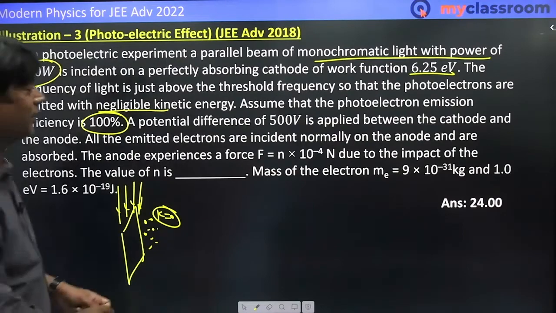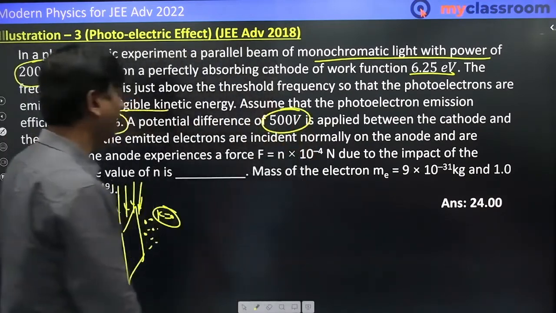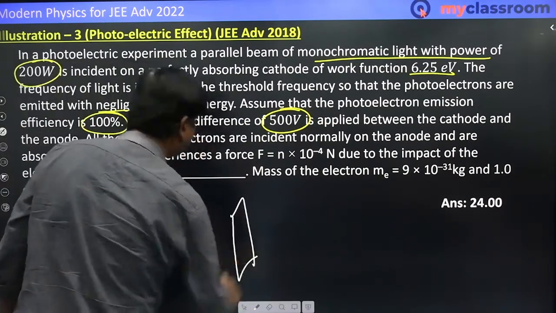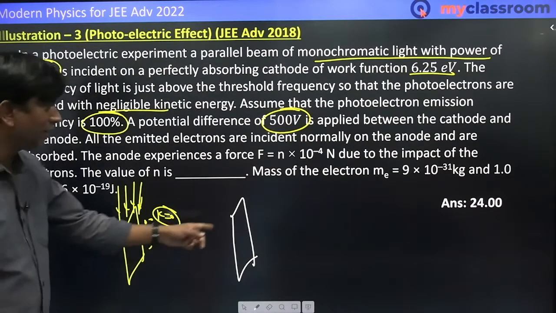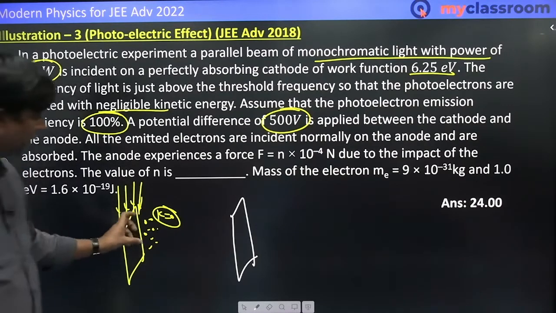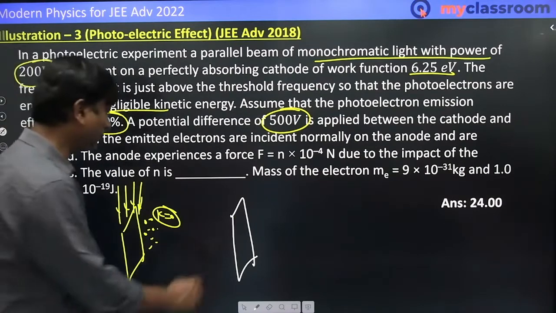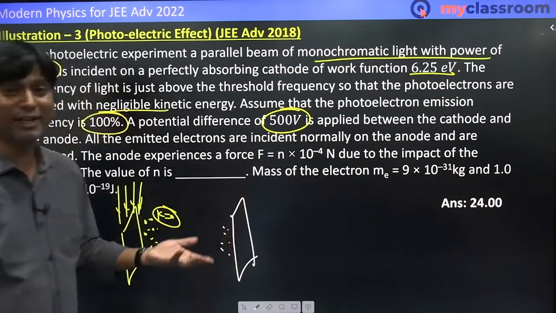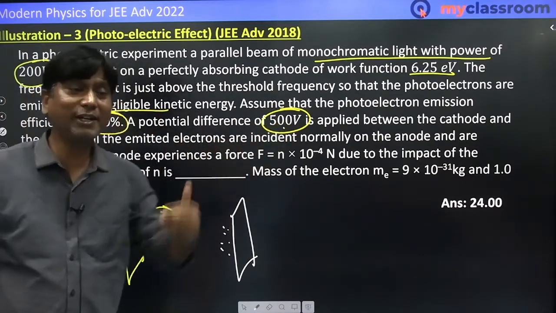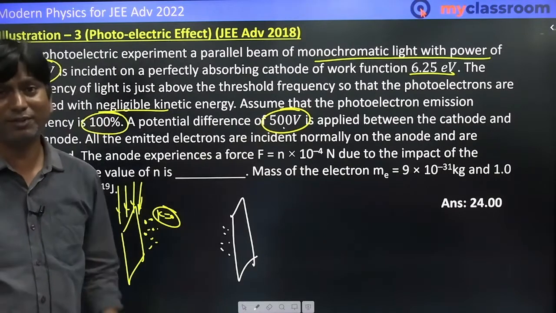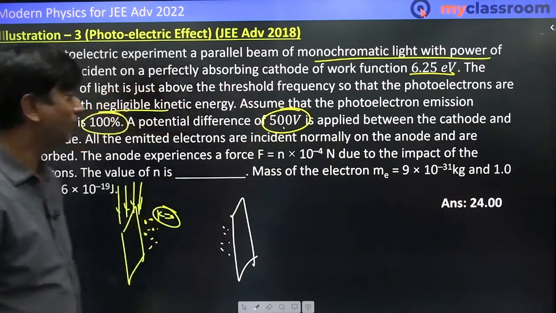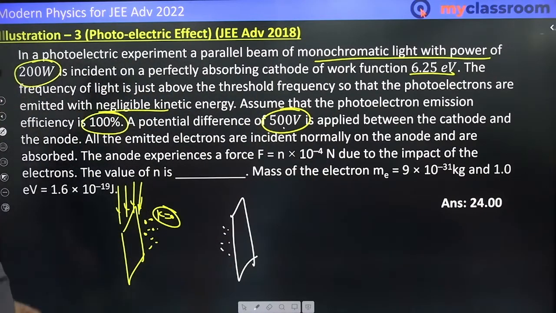And the potential difference of 500 volts is applied between the cathode and the anode. So you are also putting one anode plate here, and you are creating a potential difference of 500 volts. So these electrons will get accelerated and acquire some very good kinetic energies. Because they are accelerated under a potential difference of 500 volts, they will acquire a kinetic energy of 500 electron volts. With that, they will hit this anode.